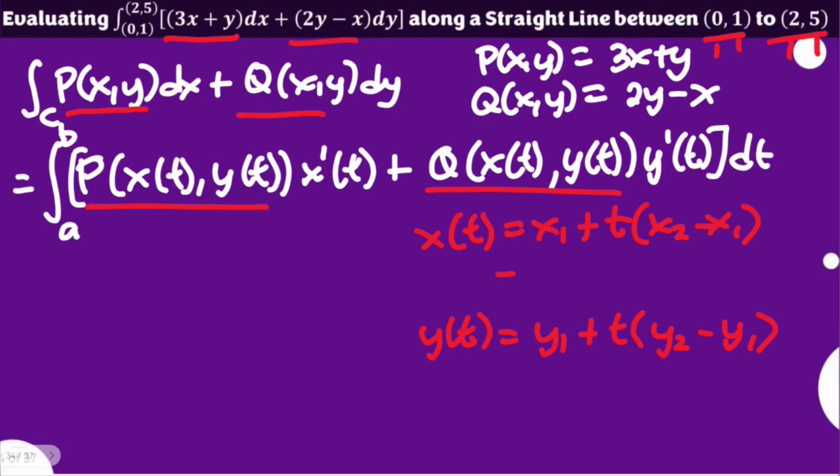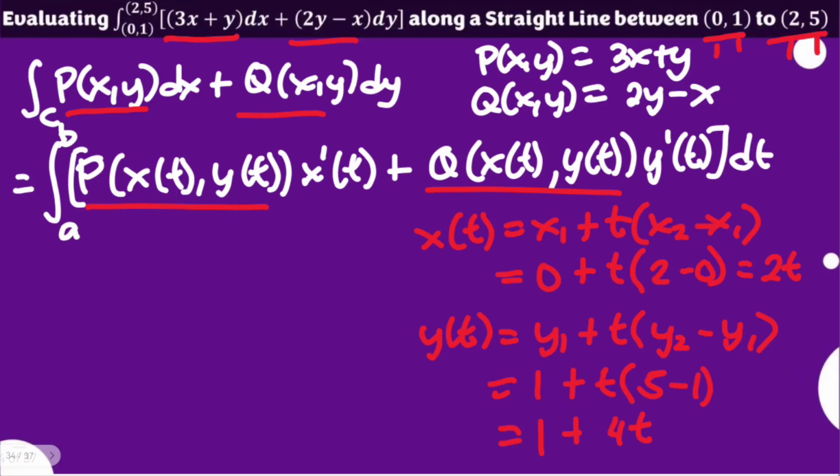So for your x, it was 0 plus t times 2 minus 0, which will give us 2t because this is 0 here. As for your y, this is 1 plus you have the product of t and 5 minus 1, which gives us 1 plus 4t. These are now the parameters that we can substitute for our given two functions needed for our integral. But first, let's complete the other requirements, the first derivatives.